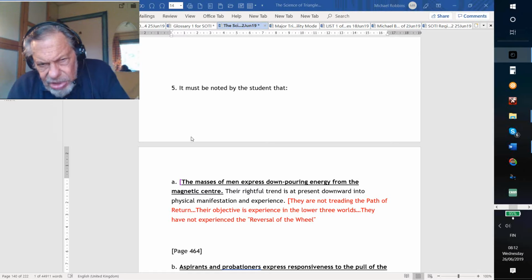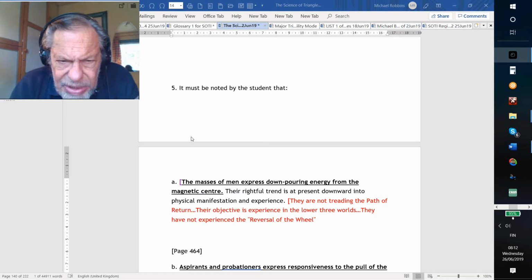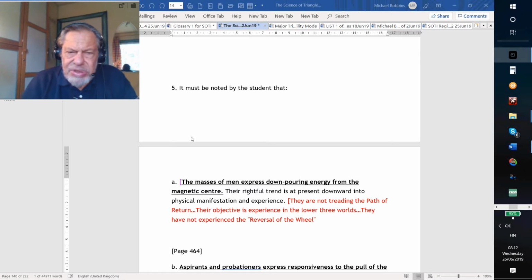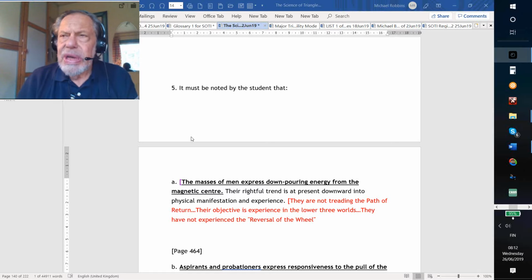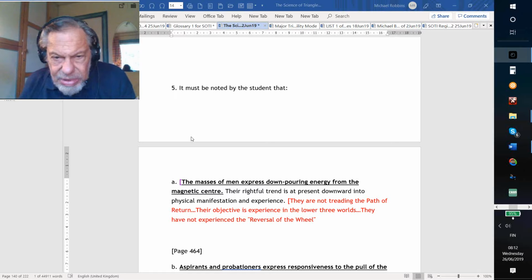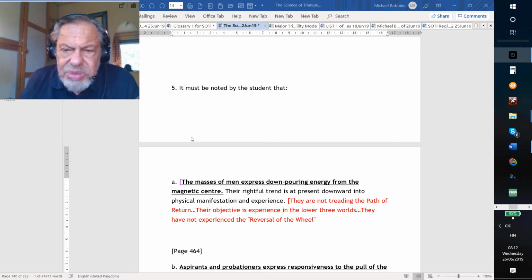Yes, there was kind of a turning, after Atlantis. The Aryan race is rising and taking everybody with it, because Atlantis is the sort of the 4 of 4. It's the very bottom of the arc. But not consciously. They're not treading this path of return, though with greater education, it becomes possible that some of these people will awaken to that possibility. So their objective is experience in the lower 3 worlds. That's where their interest really is.